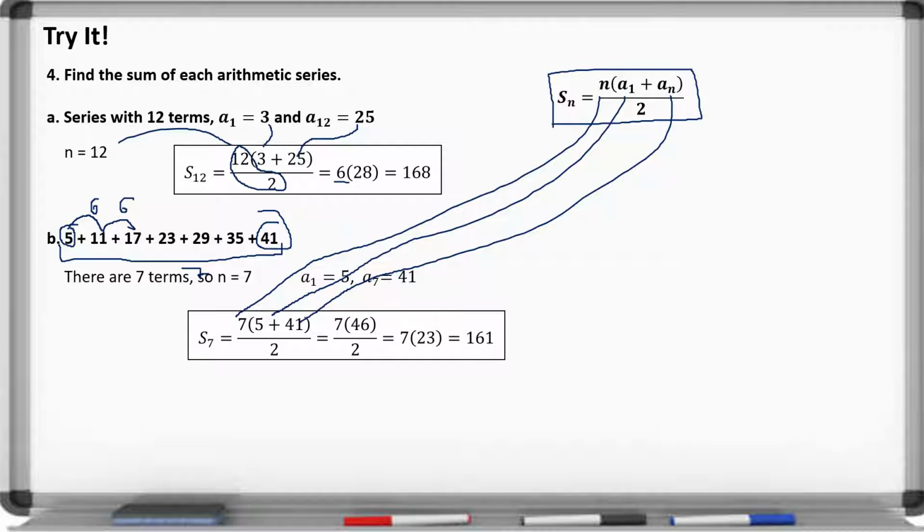Plugging this in, I added 5 plus 41, which is 46. 46 divided by 2 is going to be 23. And then 7 times 23 is 161. And that's all there is to it.